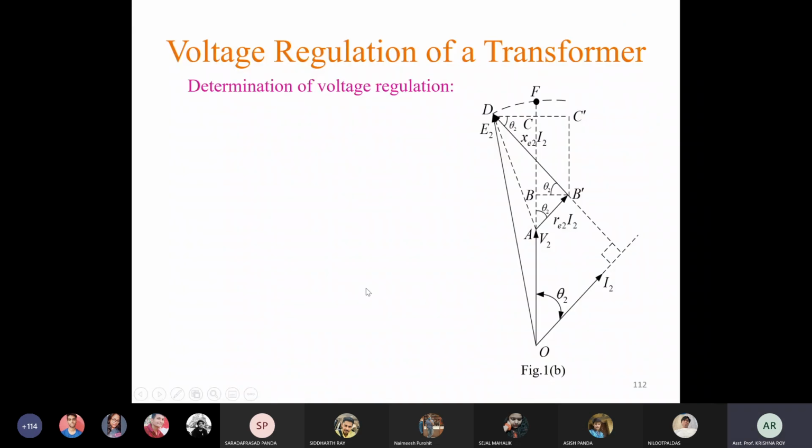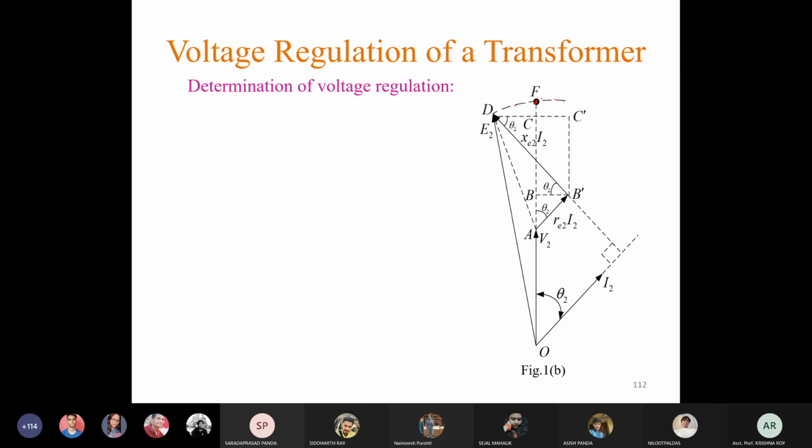So let us consider this magnified view. To calculate voltage regulation, first of all draw an arc taking radius OD. OD means E2. Okay, so draw an arc. This is the arc, and extend OA, that means V2, which will intersect this arc at point F, which means OD is equal to OF because they are the radii of the same circle.